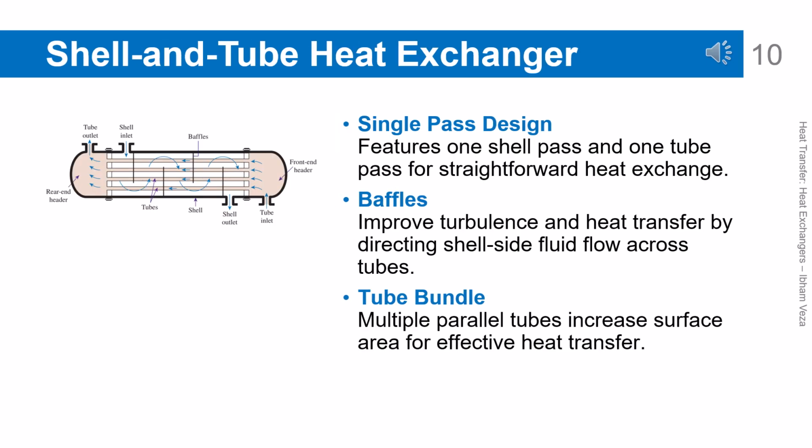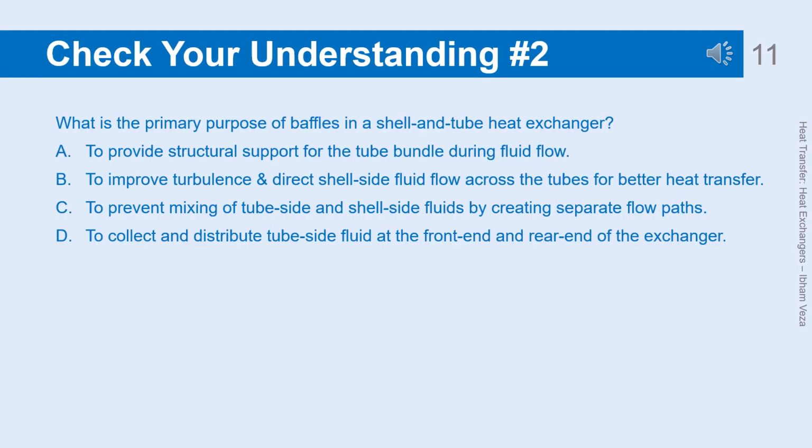Shell and tube heat exchanger. A shell and tube heat exchanger consists of a tube bundle inside a shell to facilitate heat transfer between two fluids. The shell side and tube side fluids flow separately so that no mixing occurs. Baffles are used to direct the shell side flow to increase turbulence and the heat transfer coefficient. The front end and rear end headers manage the flow distribution on the tube side. This design is very popular because it is robust, flexible, and easy to maintain.